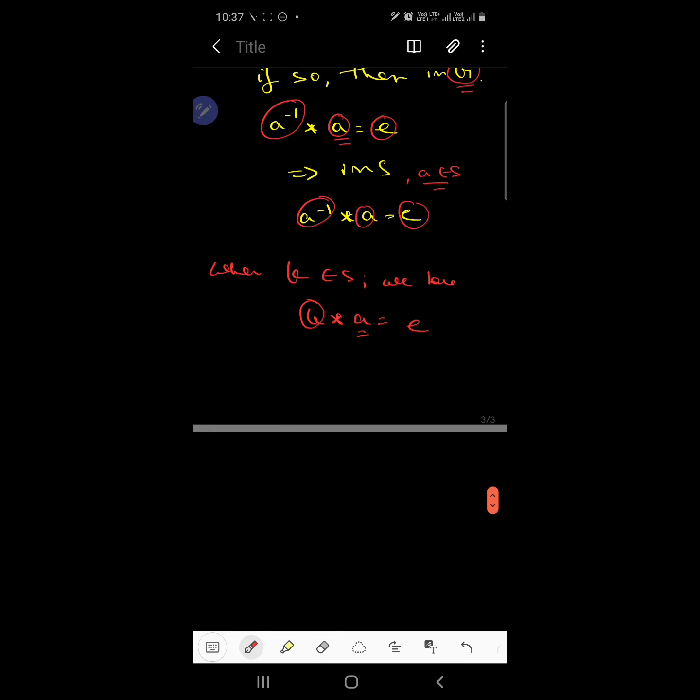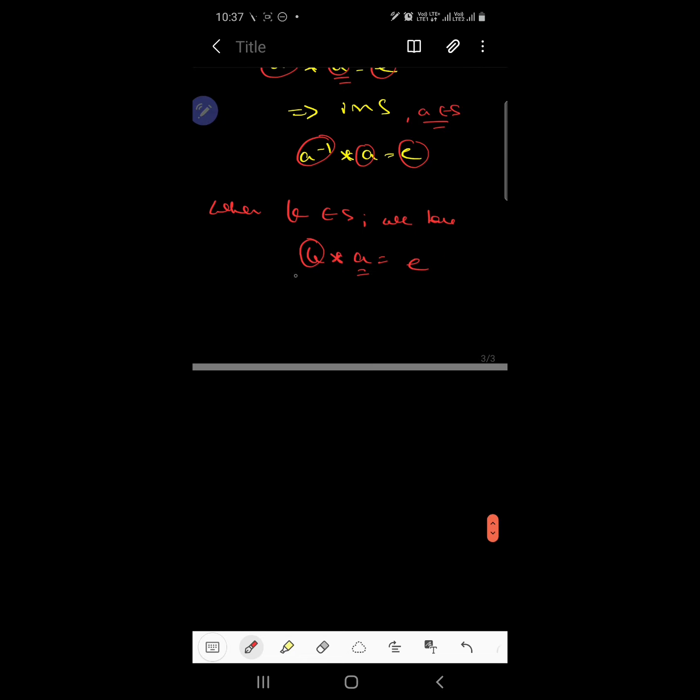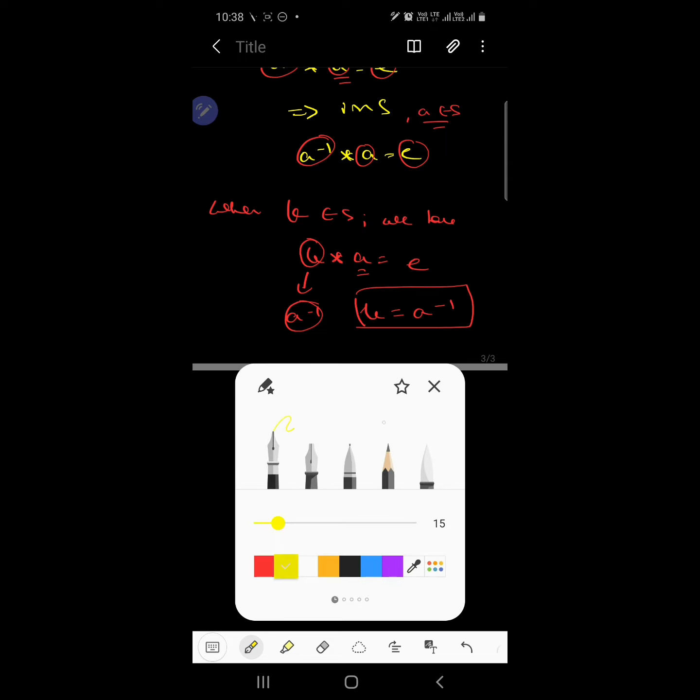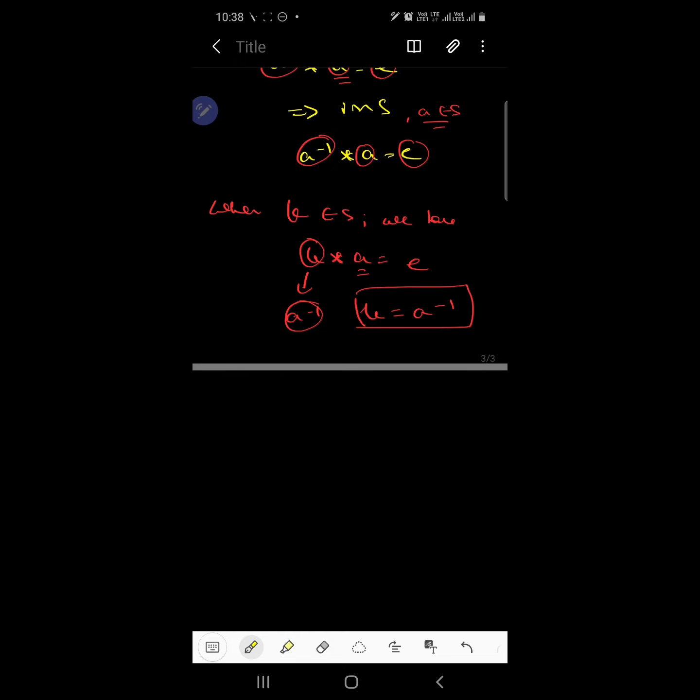But we know that every element has a unique inverse, only one particular unique inverse, right? So from there we can directly conclude that this B cannot be anything other than A inverse, because A always has a unique inverse in a particular group. So that directly implies that B is equal to A inverse. Okay, so A inverse is basically the inverse of A in G, which is also present in S. Getting my point?